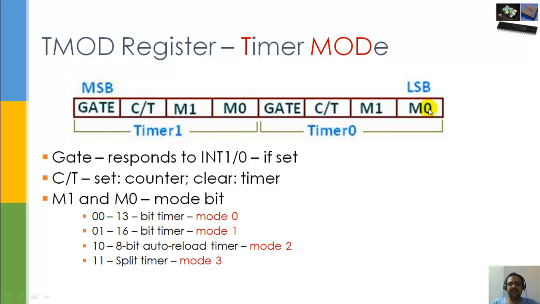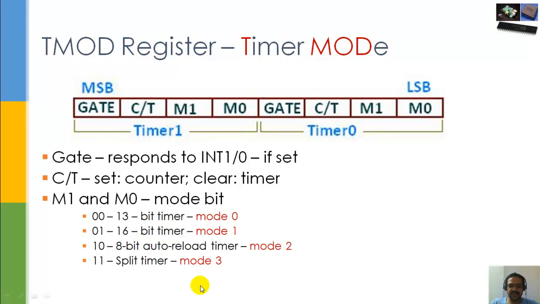Let's see. If you look at timer 0, for example, you have 4 bits. What are the 4 bits? M0, M1, C/T, gate. Now what is this M0, M1? This sets the mode. If this is 0, 0, it is mode 0; 0, 1, mode 1; 1, 0, mode 2; 1, 1, mode 3. So what is this mode 0, mode 1, mode 2, mode 3?